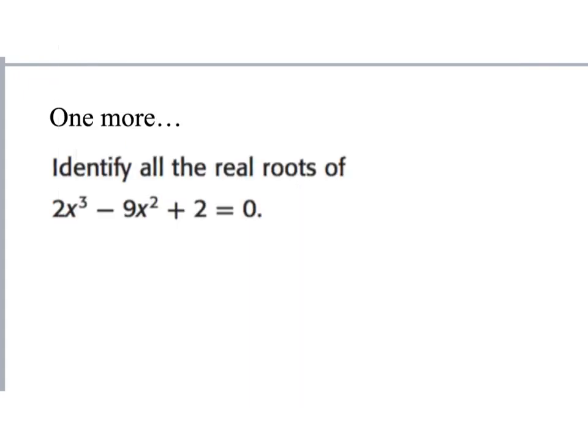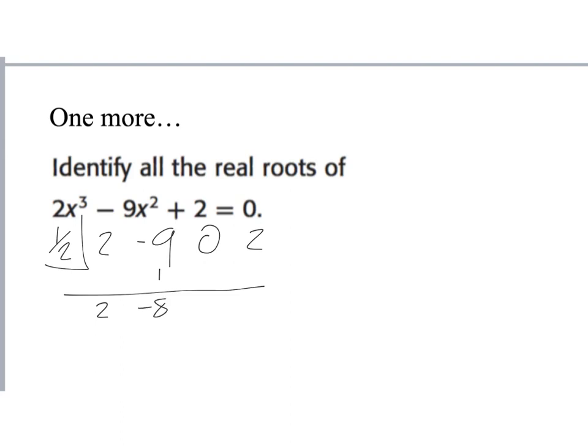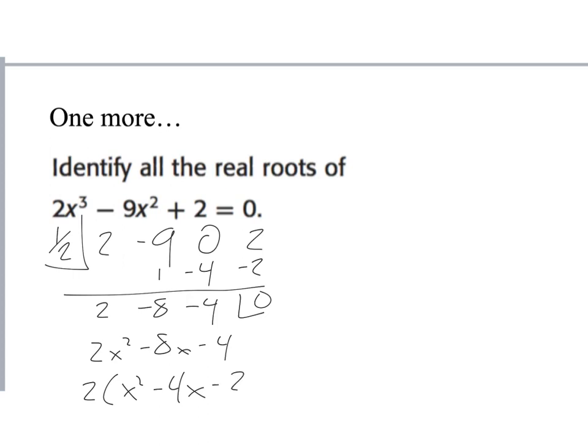So I know 1/2 is good, so I'm going to take that out. Remember, you need a 0 for the missing power of x. So this is 2, 1, -8, -4, -4, -2, 0. Again, have a quadratic that has greatest common factors. So that's going to be 2 times x squared minus 4x minus 2.